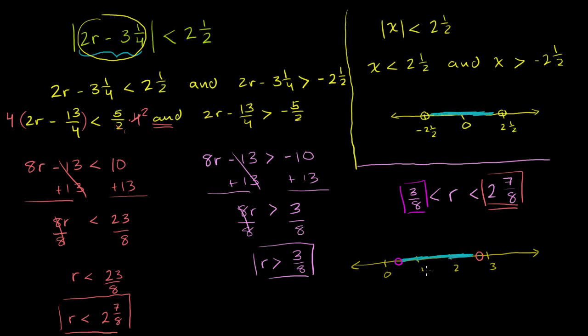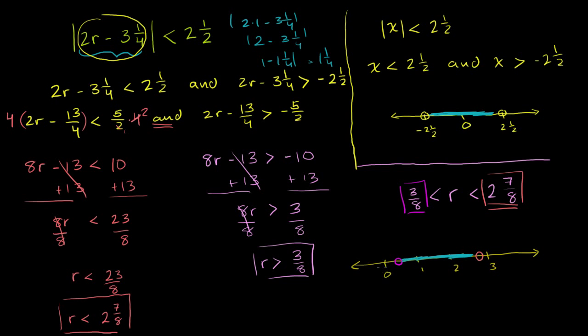And we could try it out. Let's try out something that, based on what I just drew, should be a valid solution. 1 should be a valid solution. Let's try it out here. 2 times 1 minus 3 and 1/4. That's 2 minus 3 and 1/4, which is, well, 3 and 1/4 minus 2 is 1 and 1/4, so this will be negative 1 and 1/4. But we're taking the absolute value of it, which is equal to 1 and 1/4, which is indeed less than 2.5.